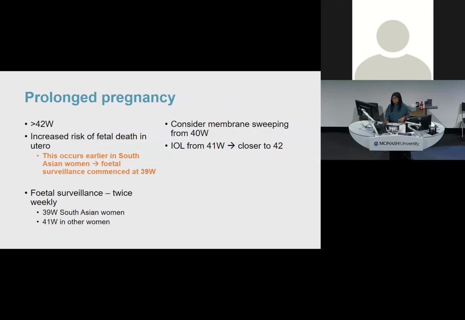Prolonged pregnancy is a pregnancy that's gone for more than 42 weeks. You're at increased risk of fetal death in utero at this stage, but this occurs earlier in South Asian women, which is why fetal surveillance for them is commenced at 39 weeks. You do a twice-weekly fetal surveillance, and that's at 39 weeks for South Asian women and 41 for other women. So if you ever get a station that's prolonged pregnancy, make sure you ask their ethnicity because this has come up in the past. Consider membrane sweeping from 40 weeks and induction of labour from 41 to 42 weeks.